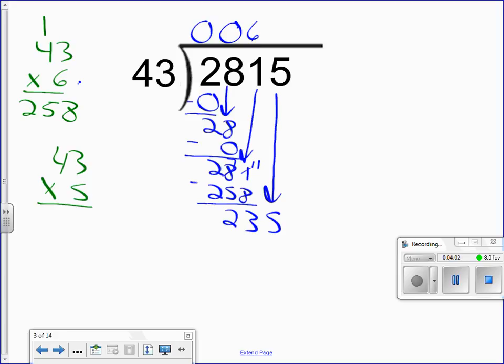3 times 5 equals 15. 4 times 5 is 20, plus 1 is 21. That looks like it would be my next closest. So I'm going to go ahead and put 5 up top. 43 times 5, like I said right here, is 215. I'm going to go ahead and subtract, and I've got a 20. Remainder, 20.